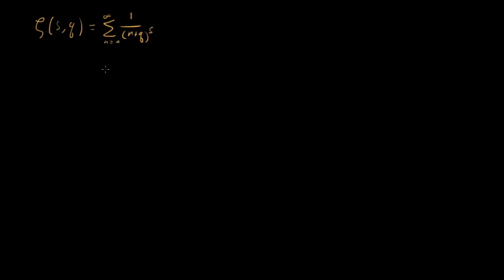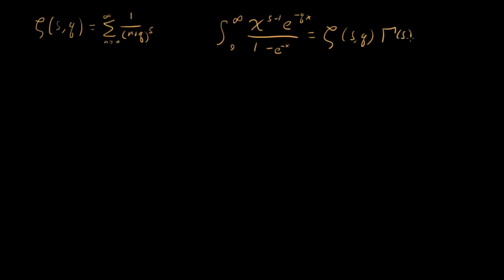The integral property that we want to derive is this. It's the integral from 0 to infinity of x to the s minus 1 e to the minus qx all over 1 minus e to the minus x is equal to our Hurwitz zeta and our gamma of s. And the way that we derive this is going to be very similar to how we derive the integral representation for the zeta function. So I would encourage you to first try out on your own, see if you can start with this integral and work your way over to this right hand side, and then come back and see how I actually do it.